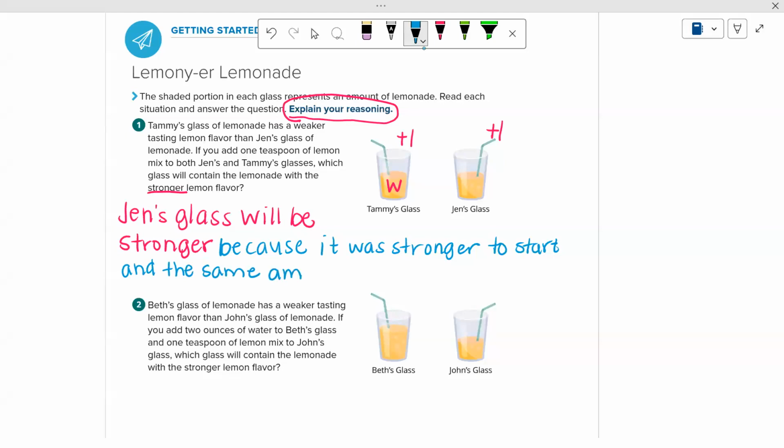Sorry, my handwriting isn't as good as usual. The same amount of, is it lemon mix? Yeah, the same amount of mix was added. So Tammy's glass, you would have had to add more mix to Tammy's glass, right?